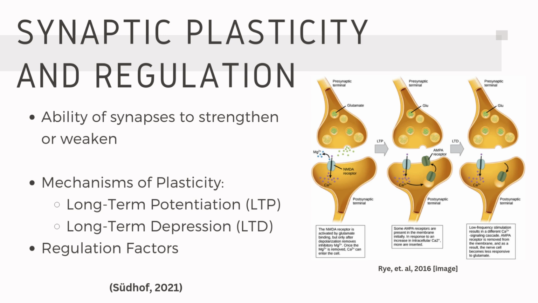According to Sudhof, this regulation depends on activity-dependent signaling and complex protein interactions. For example, molecules like neurexins and neuroligins play a key role in stabilizing and modifying synaptic connections. Without these precise regulatory systems, synaptic plasticity would become dysfunctional, contributing to neurological disorders such as Alzheimer's disease, autism spectrum disorders, and schizophrenia.